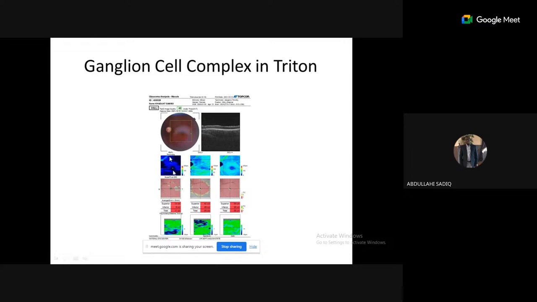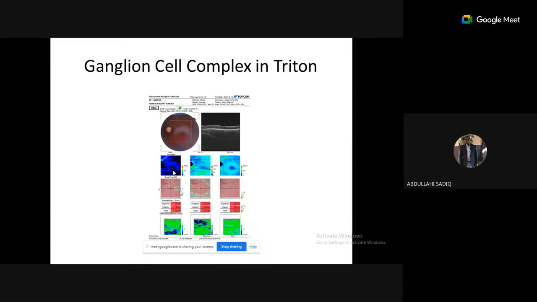Now, if you are using Triton OCT, like I said, it gives three. In Triton OCT, this is retinal fiber layer thickness alone. This is ganglion cells plus inner plexiform layer, that's GCL+. And now this is GCL++: retinal ganglion cell layer, inner plexiform layer plus retinal fiber layer.